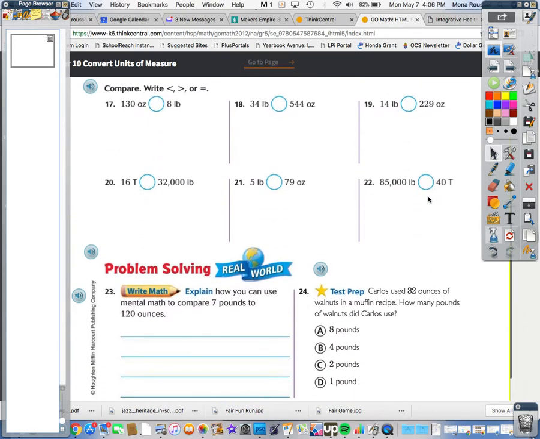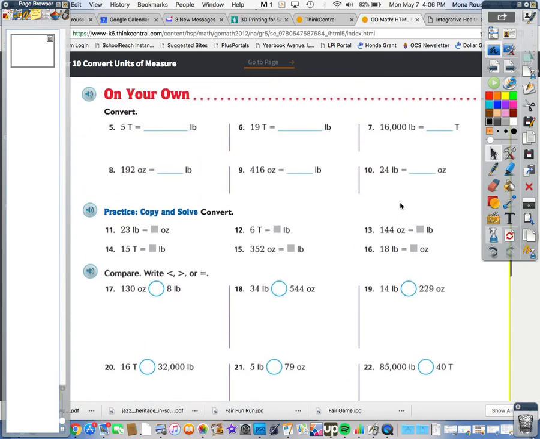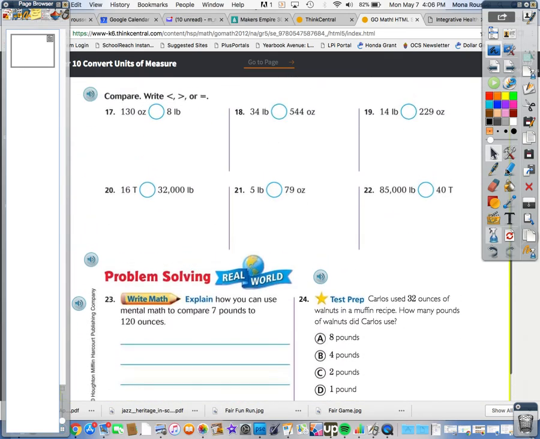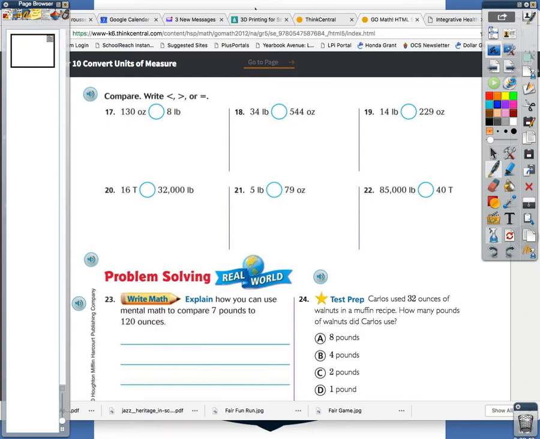We can also do some comparisons. We haven't worked with tons, so let's work with number 20. This one deals with tons. We know tons are definitely larger than pounds. So let's take our larger unit of measure, the 16 tons, and convert that into pounds to see how many pounds that would equal. Then we can see whether these two are greater than each other, less than each other, or equal to each other.